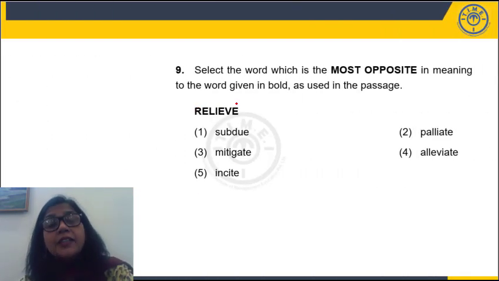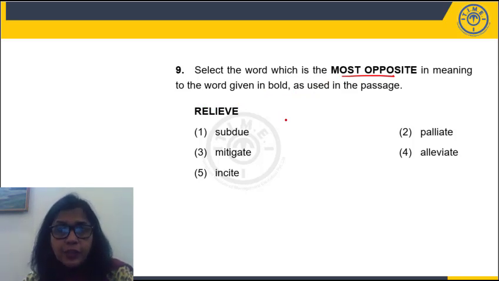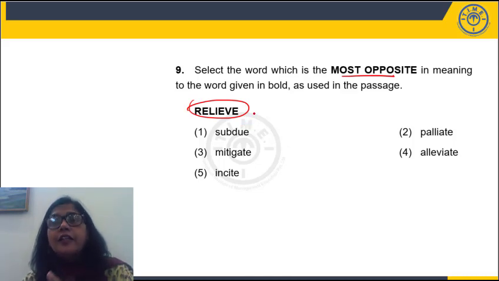Question number 9. Select the word which is the most opposite in meaning to the word given in bold as used in the passage. Opposite in meaning. So the word relieve. When you relieve someone of something, when you feel relieved, you feel comfortable, happy. So it is a positive word, right? So we're looking for a negative word over here.